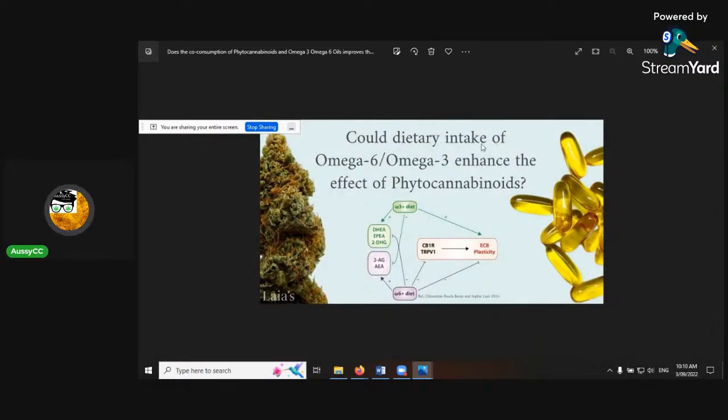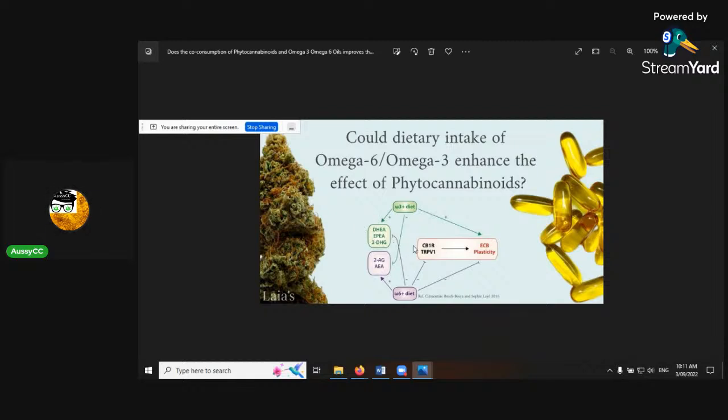Could dietary intake of omega-3 and 6 enhance the effects of phytocannabinoids? Yes. We've got to call them phytocannabinoids because the government's labelled cannabinoids as synthetic ones. So plant-derived cannabinoids is phyto. So can they enhance the effects of this fish oil?